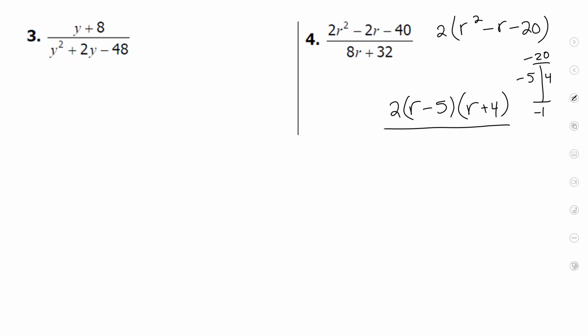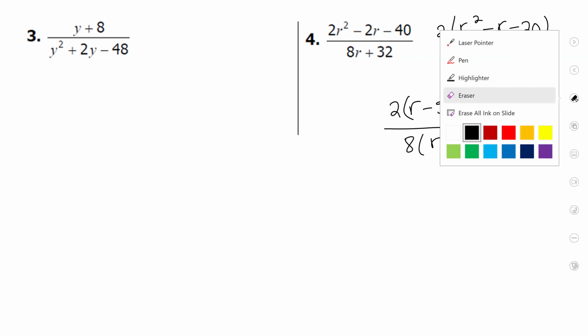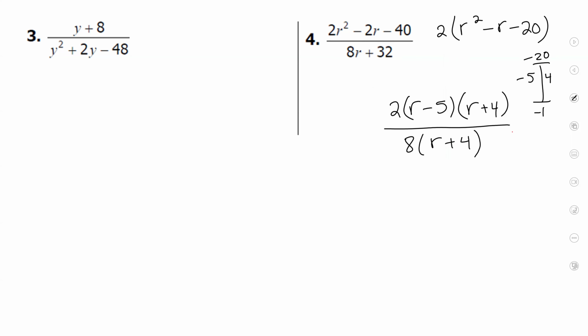Now, my denominator, they can both be divided by 8, leaving you with R plus 4. Because 8 times R is 8R. 8 times 4 is 32. All right, so guys, now that we factored it, we're just going to cancel out common binomials. R plus 4 will cancel with R plus 4.